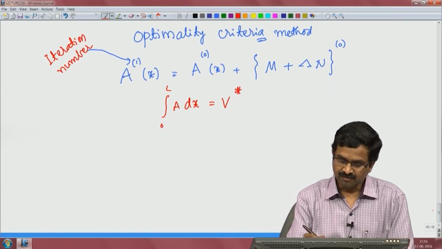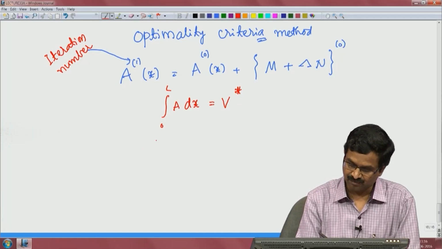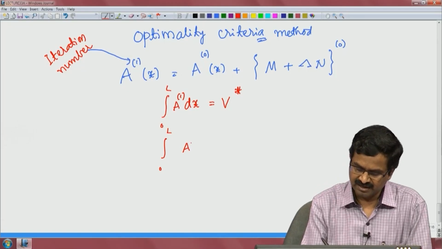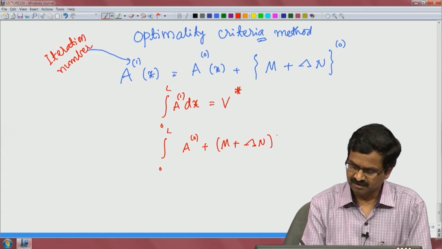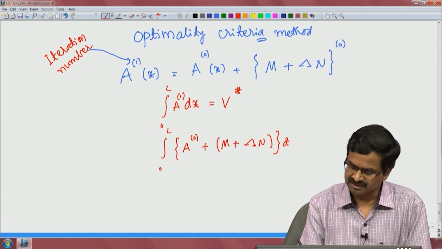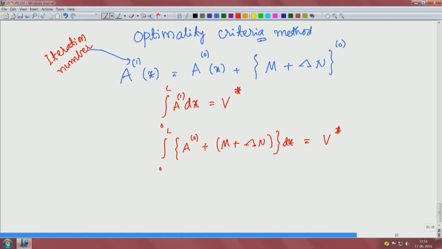Once we have it, we substitute the new area A1, that means I have to do integral 0 to L A0 plus m plus lambda n, all of this integrated with respect to dx, should be equal to V star. If you look at that, what are the things that are known? This we know, this we know, this we know, and V star is known. What is not known is lambda. It is only one equation, right. We can actually calculate that now by taking all the things that we have to the other side.